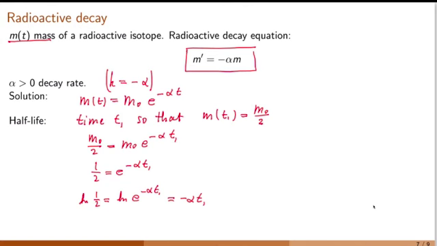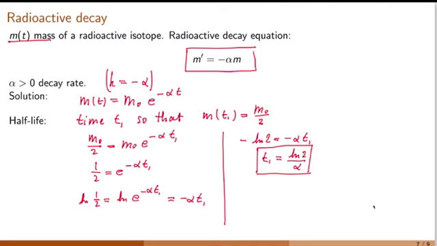So then ln of 1/2 is minus ln of 2, so I continue here on this side, then I get minus ln 2 is minus alpha t1, so the minus signs cancel. And what was I interested in? Oh yeah, I wanted to know what t1 is. So I solve this for t1. I find t1 is log 2 divided by alpha. So this gets a box. It's an important formula for the half-life. It relates the decay rate alpha to the time it takes so that the radioactive isotope has lost half of its mass. So t1 is log 2 divided by alpha.